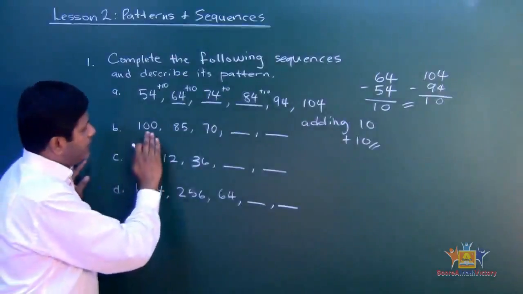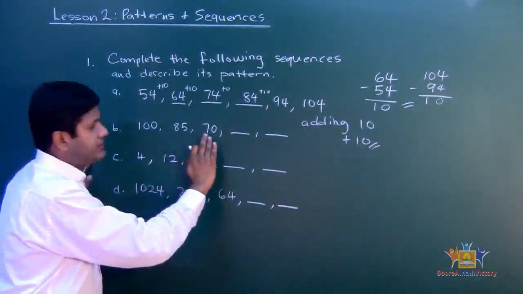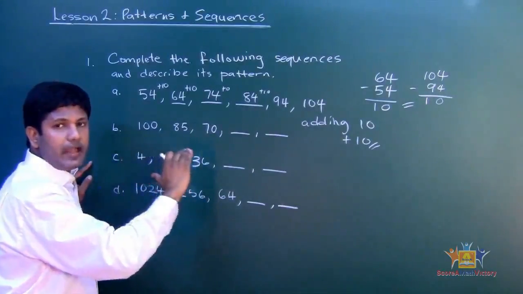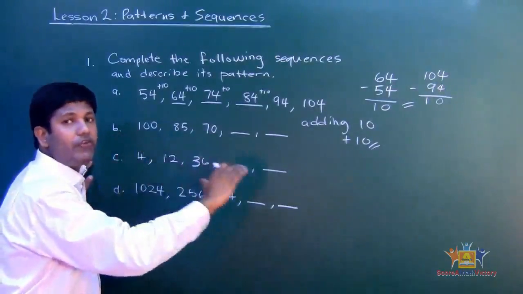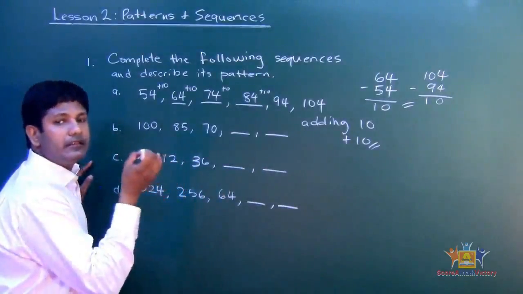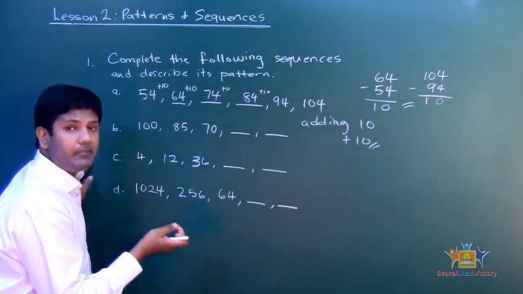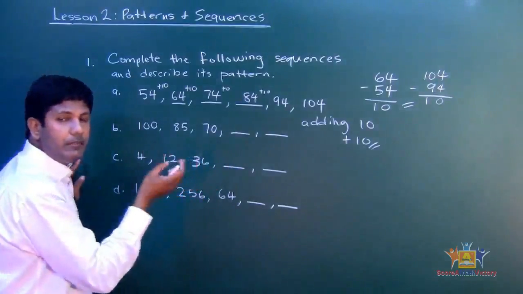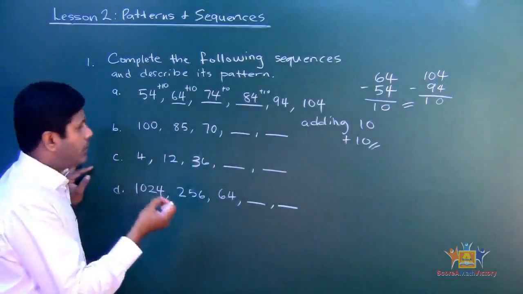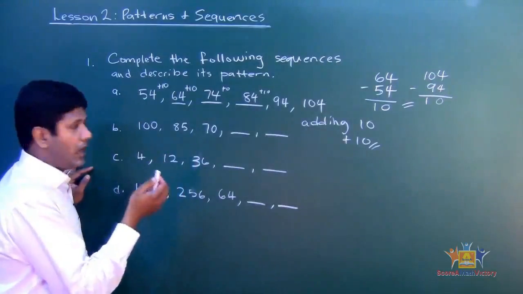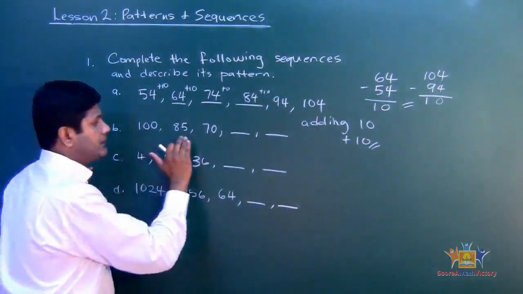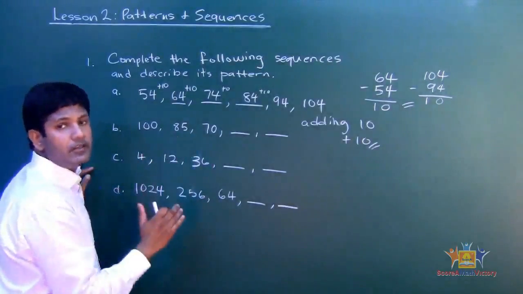Now B, look at B. 100, 85, 70. See the sequence? What type of sequence is that? It's kind of decreasing. So the pattern is going to be what? Either subtracting or dividing, because the number is decreasing. But again, how do we narrow down between subtraction and division? How do we differentiate? By looking at the sequence here, whether it's been using a subtracting pattern or a division pattern.